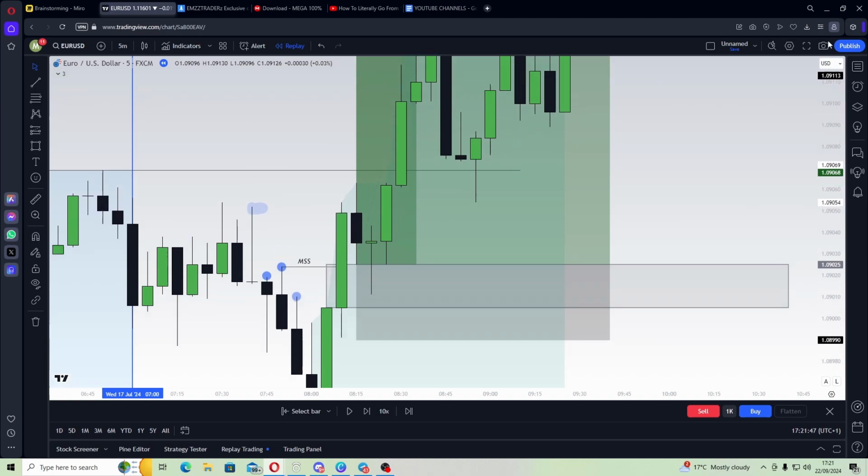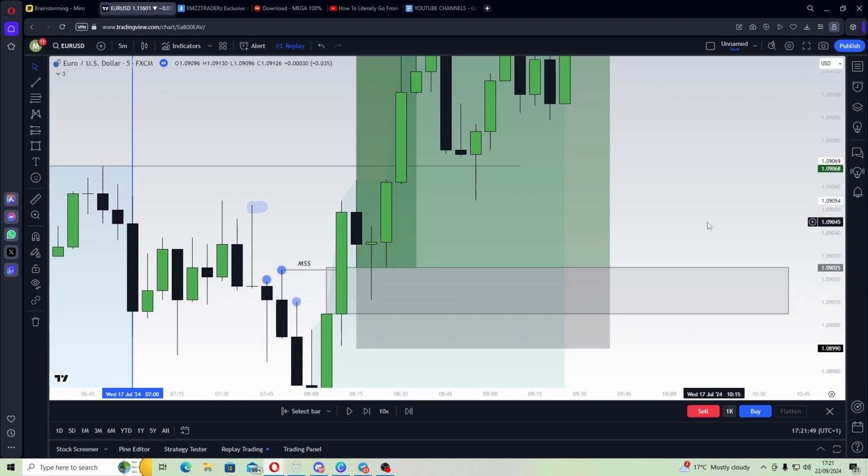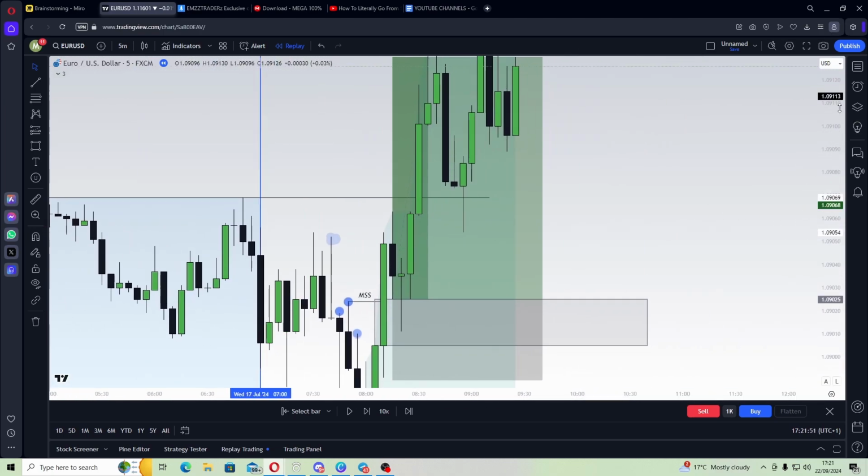If I just zoom in, you can see that entry, just literally one wick entered, and we're all the way in profits.